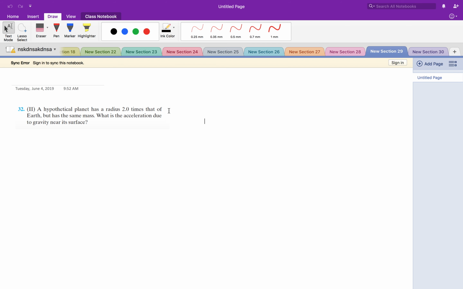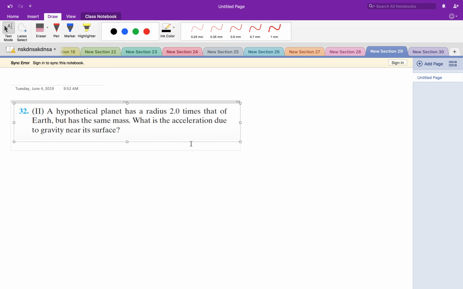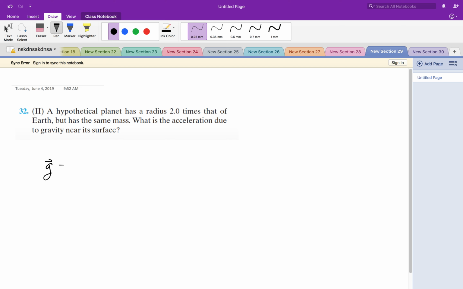Let's take a look at this one, number 32. Here, they tell you a hypothetical planet has a radius 2 times that of the Earth, but the same mass. What is the acceleration? So here we're looking for g. This is the acceleration, and the formula for g is this. We treat it near the Earth's surface. If we use the radius of the Earth and the mass of the Earth, this ends up being 9.81.